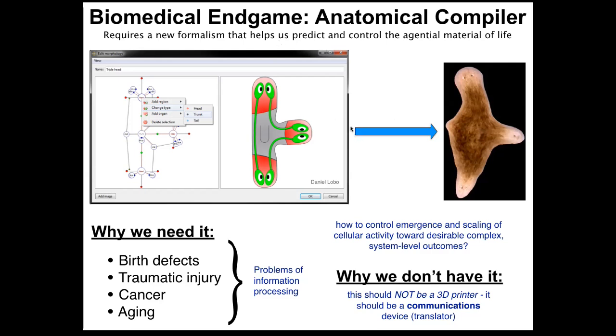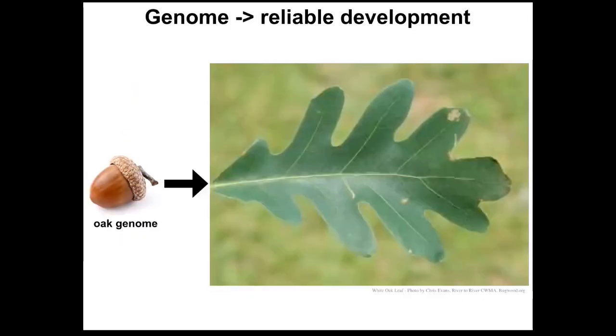And you might wonder why, because molecular biology, genetics, biochemistry have been going very, very strong for many decades now. Why don't we have something like this? And partially it's because we've been really focused on this idea of the reliability of development.